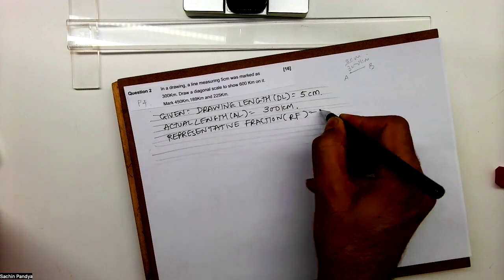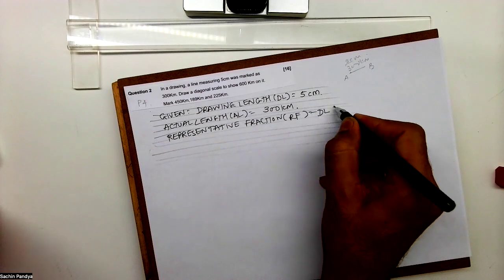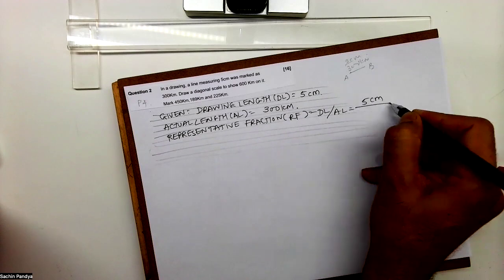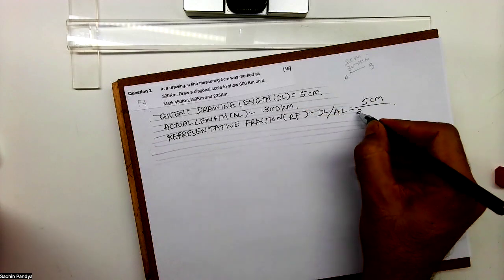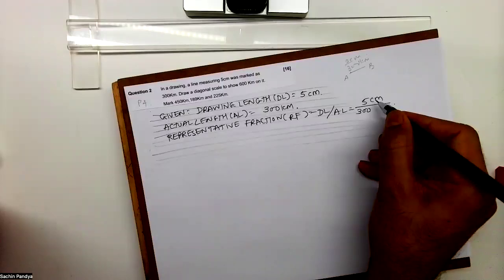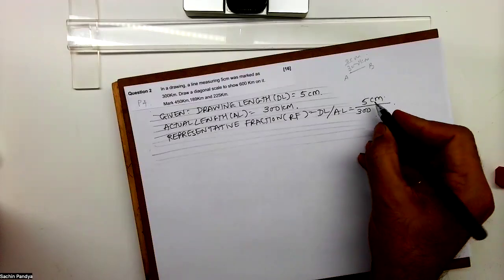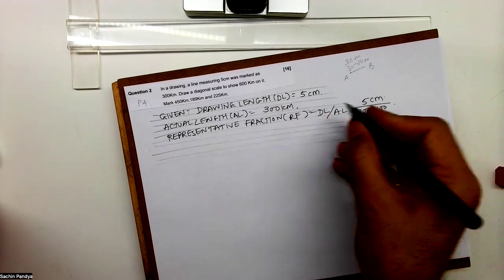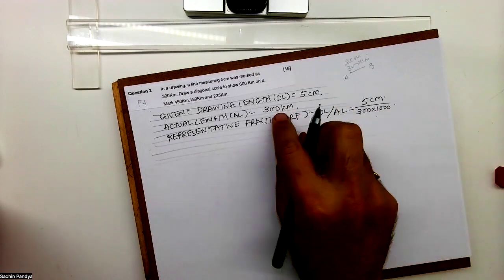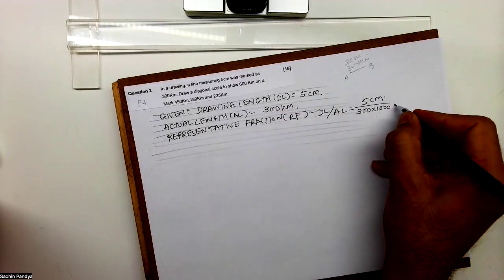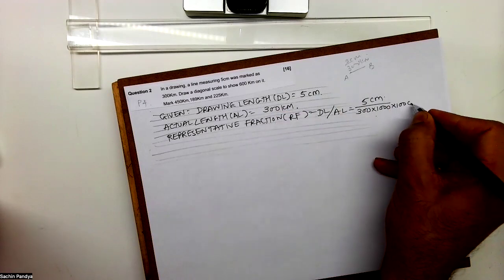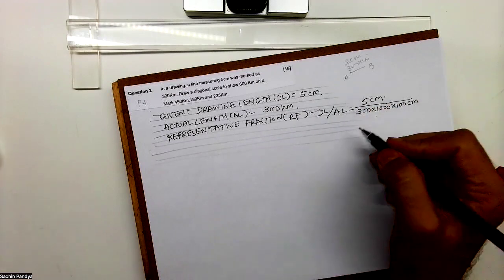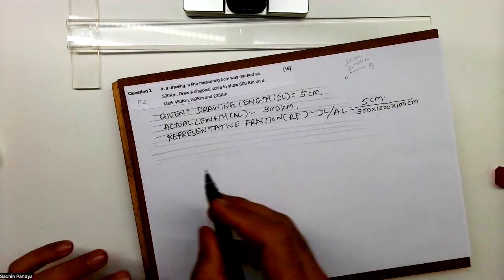R.F. is equal to drawing length upon actual length. So how much is drawing length? 5 centimeter. How much is actual length? 300 kilometer. Now I can't write kilometer, it should be centimeter. So 300 into 1000 will give me meter, right? Kilo. So multiply by 2 more 0 will give me centimeter. So I will get this kind of an RF: 5 upon 300 into 1000 into 100.